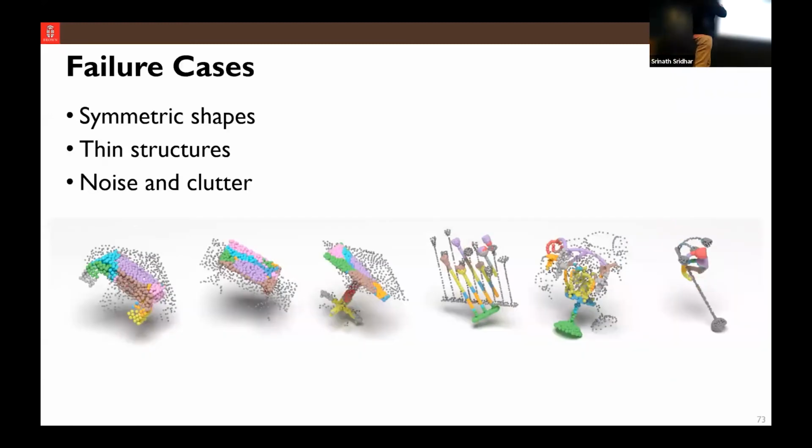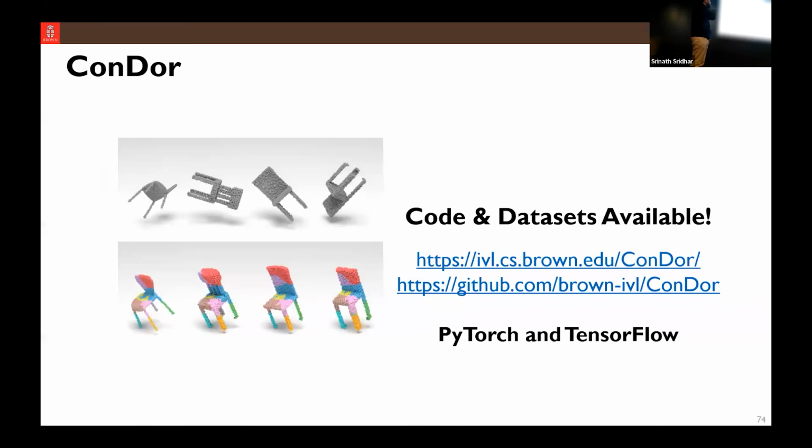All right, so failure cases. Symmetry is the first case where we fail, especially when we have tables that have an axis of symmetry or planes of symmetry. Right? Those are cases where we definitely don't do very well. Noise, clutter, very thin structures, and so on and so forth. So we can struggle with those. Code is available for this particular paper, PyTorch, TensorFlow, go to our website, access all of that.